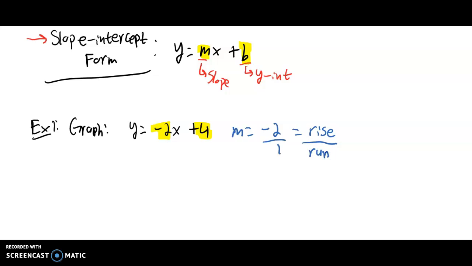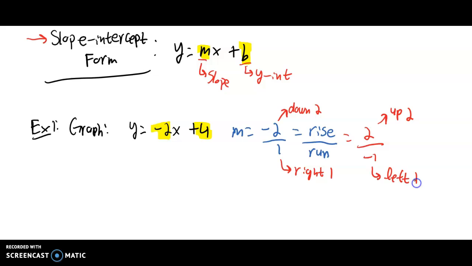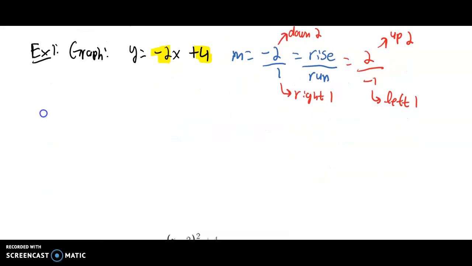So that means for each point, we're going to rise negative 2, which actually means go down 2, and go over 1. So because it's negative, this means down 2. This is positive. It means right 1. Remember, you could also go up 2, left 1. So what I mean is we could also write it as 2 over negative 1, in which case we're going up 2 and then left 1. These will keep all the points on the same line. Both are good ways to do it, and you're going to want to use a mixture of both.